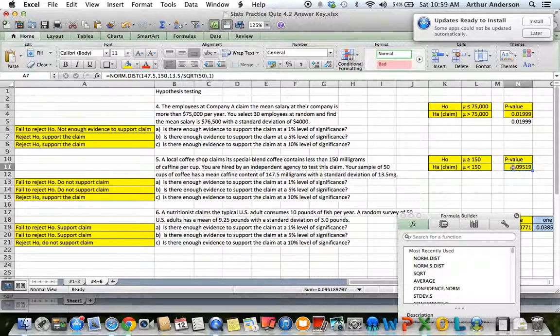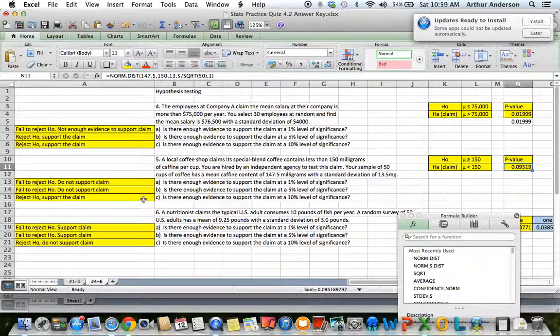So same as the previous problem, we find the p-value, but because it's a left tail test, we don't do the 1 minus anymore. We just do a norm.dist function with the value for x equal to 147.5 as stated in the problem. The mean is 150. The standard deviation or standard error is 13.5 divided by the square root of 50 because we had a sample size of 50, and true, meaning the entire shaded area to the left of that vertical line.